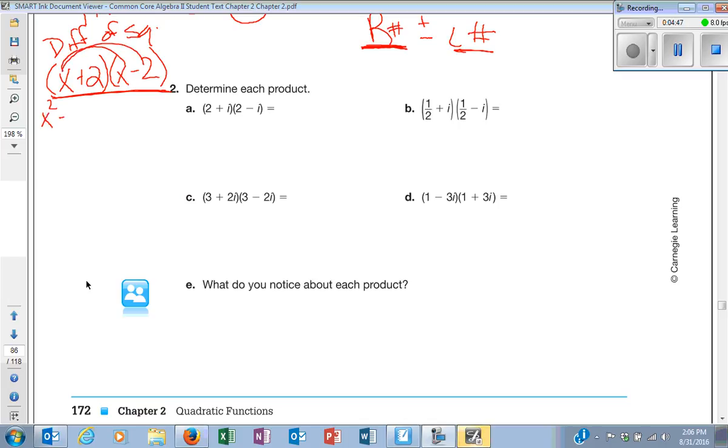This times this is a -2x. This times this is a positive 2x. This times this is a -4. And what happens to these guys every time we have difference of squares? They cancel out, so I'm left with x squared minus 4.